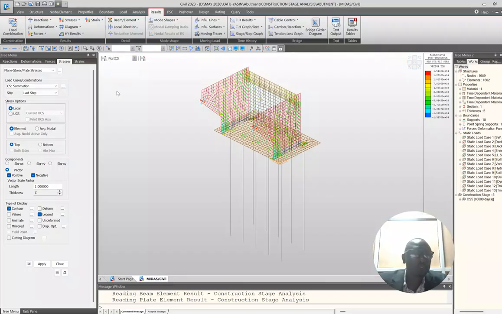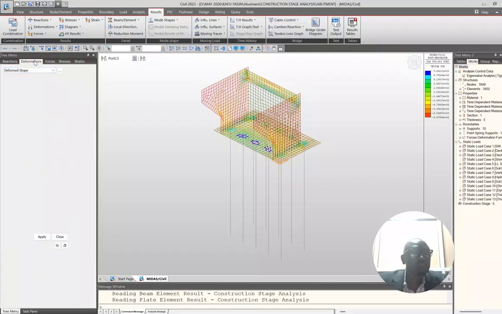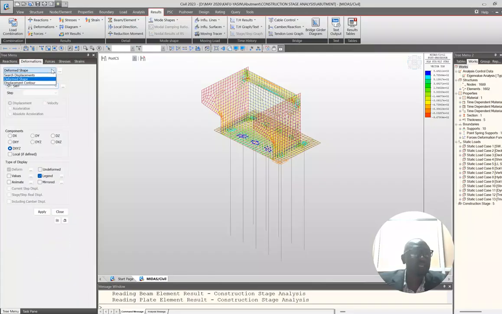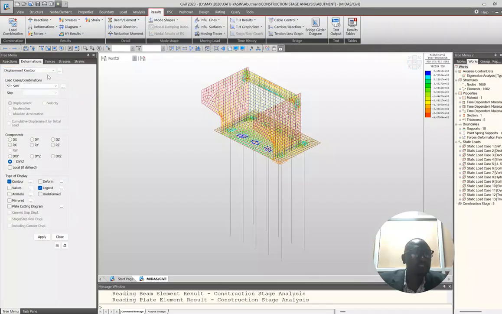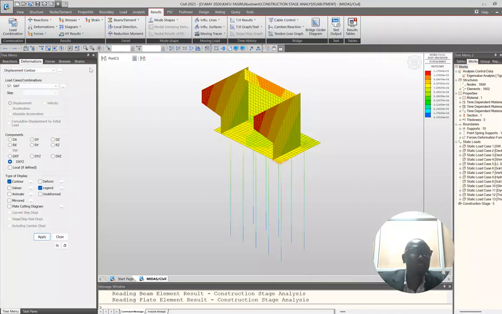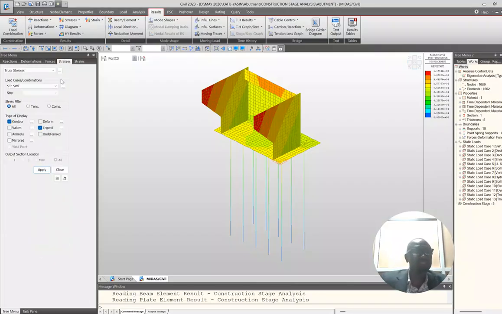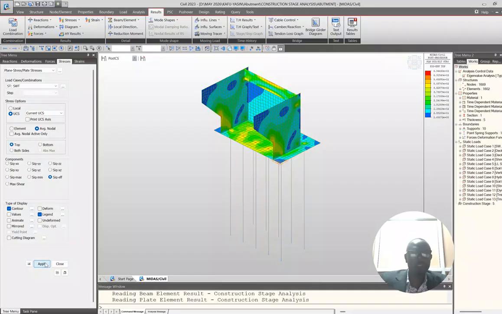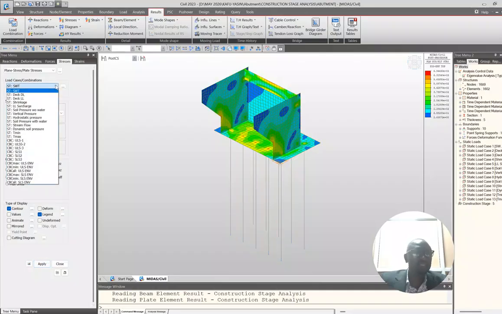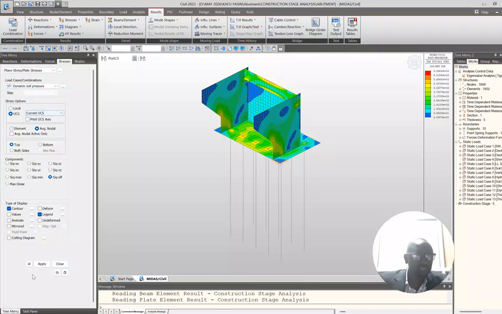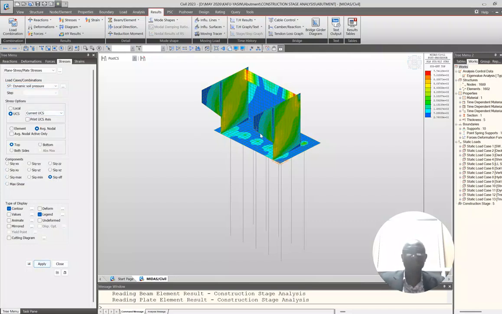Now I think what I will do here is to make sure my deformation should first get back, and then if I'm to look at the stresses, I go to the plate, and then I'm able to look at the different loading. I told you I can look at hydrostatic pressure or vertical pressure or soil pressure or dynamic soil pressure from earthquake. That is how the whole thing works.